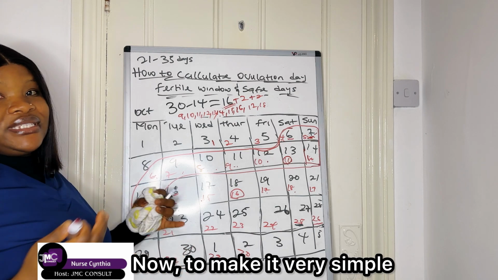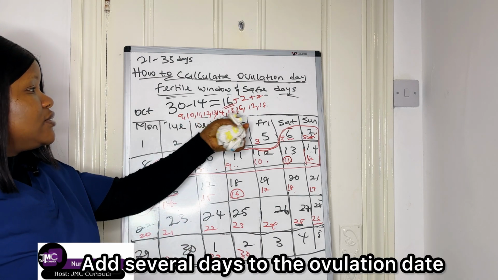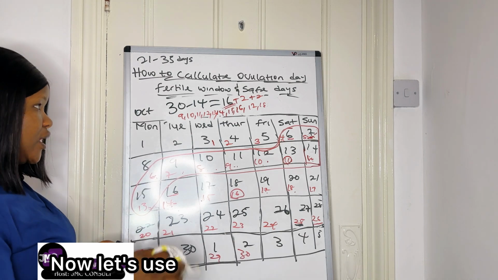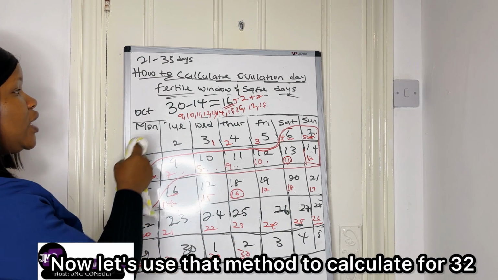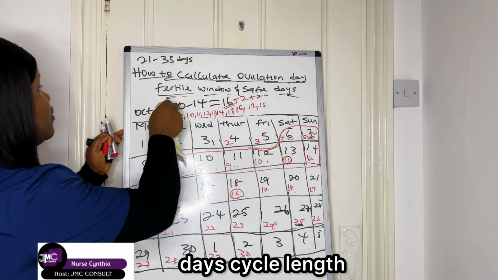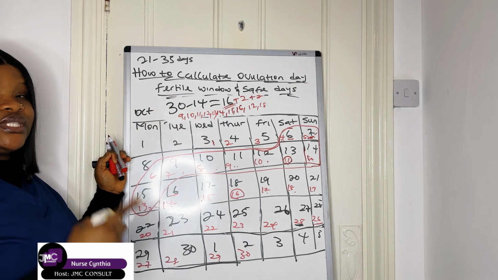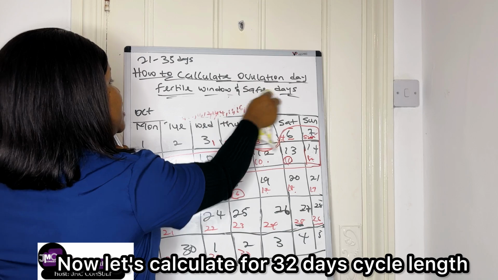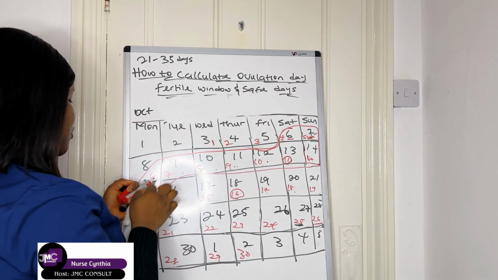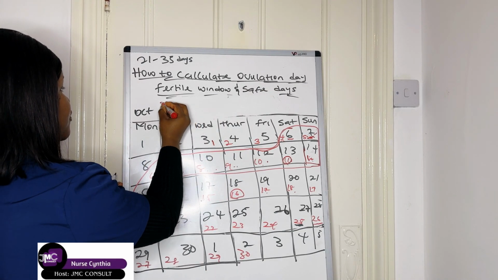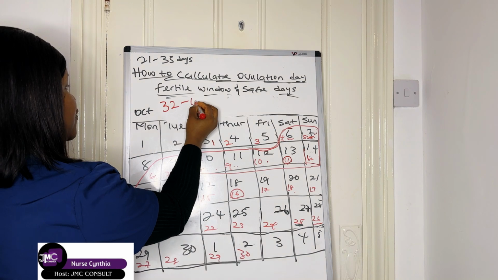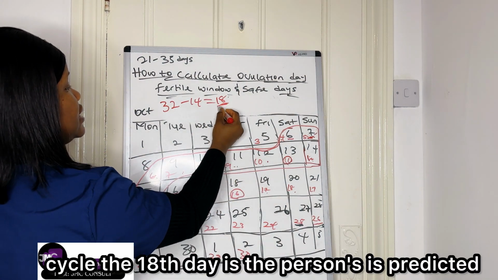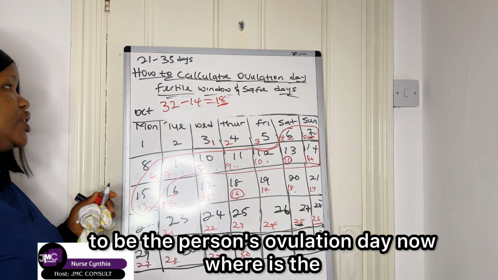Now, to make it very simple, add 7 days before the ovulation day and 2 days after. I think it's simpler that way. Now, let's use that method to calculate for a 32 days cycle length. Remember, we said it ranges from 21 to 35 days. Now, let's calculate for 32 days cycle length. We have 32 minus 14, 18. The 18th day is predicted to be the person's ovulation day.